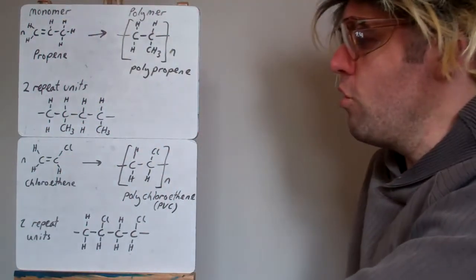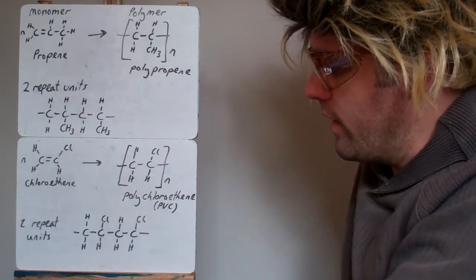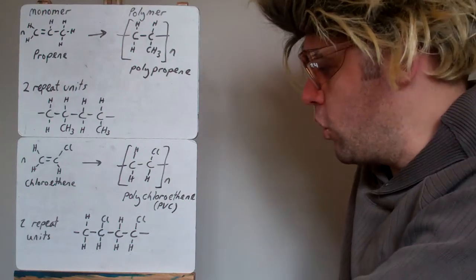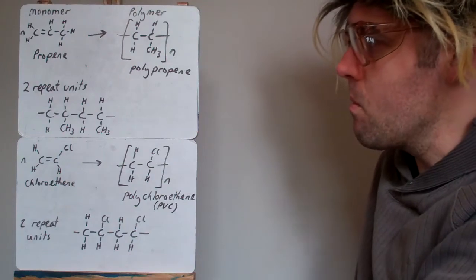Here's a common one, chloroethene, so we swap the hydrogen for a Cl, and the only difference is you have a Cl there instead of a hydrogen, making polychloroethene, PVC. Again, 2 repeat units.